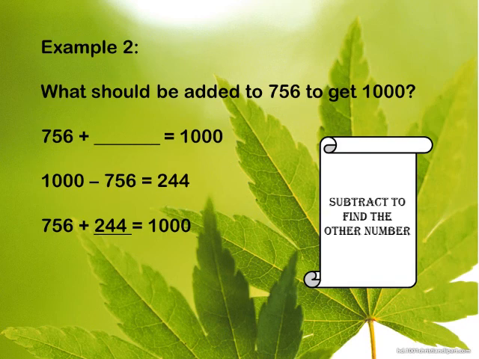It means that one of the addends is missing. If one of the addends is missing, what operation will you use? You will subtract. So 1000 minus 756 will give you 244 as the answer, which is nothing but the missing addend.